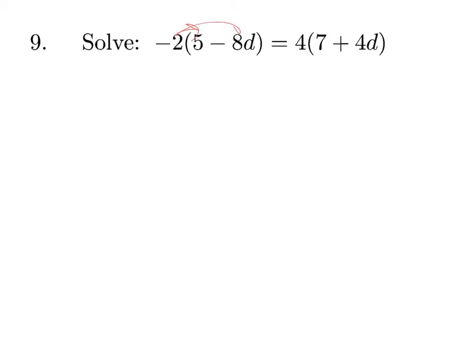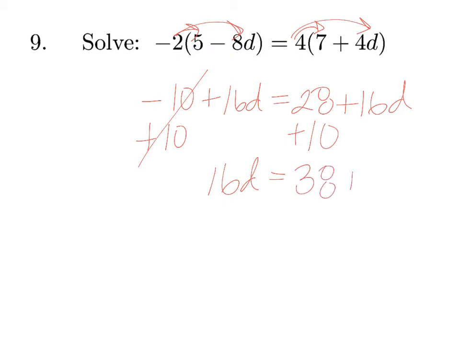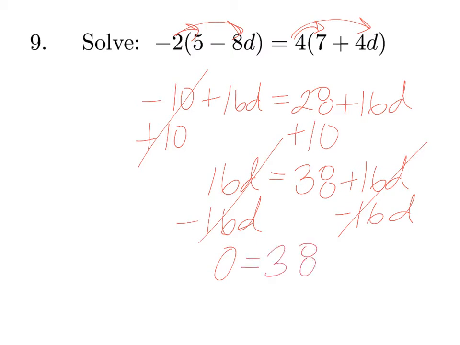Okay, first thing we're going to do here is distribute. I get negative 10 plus 16d is equal to 28 plus 16d. All right, and I'm going to try to isolate the variable on the left side. So I'm going to add 10 because I'm going to the other side of the equal sign. Now I'm going to subtract 16d. I get 0 equals 38. That equality is not true, so there is no solution for this problem.